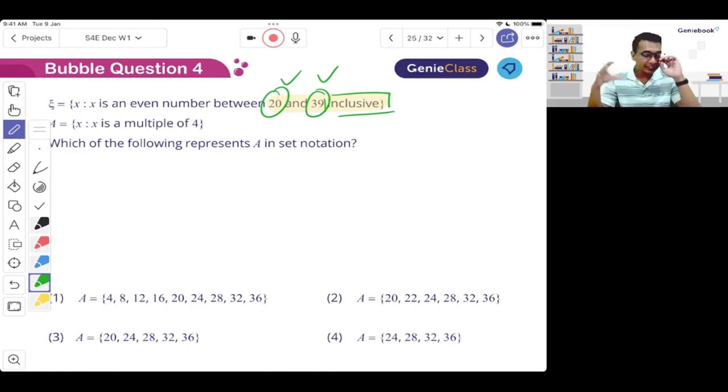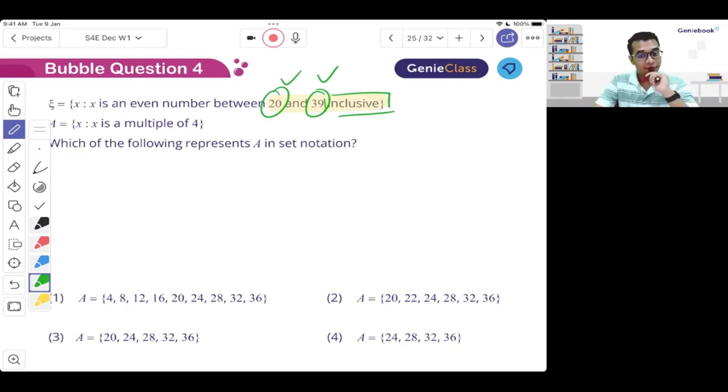Okay, take note, they didn't describe a range for set A. That's because you just need to look at the elements in the universal set. So make sure you write down the elements in the universal set correctly, because if your universal set is wrong, then your set A can also be wrong. Okay, so just write down and choose the option which correctly represents A in set notation. Okay, 1 minute for this. Your time starts now.